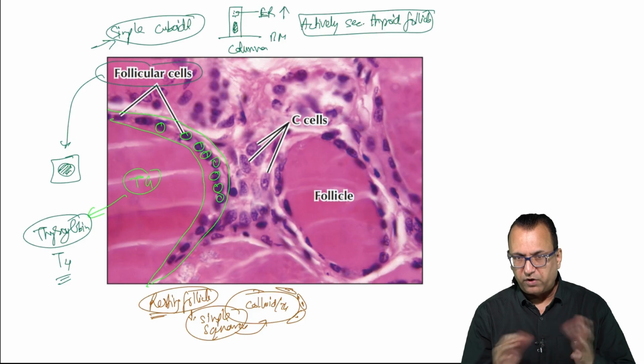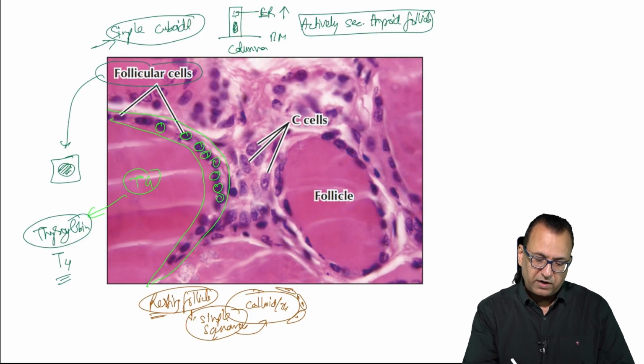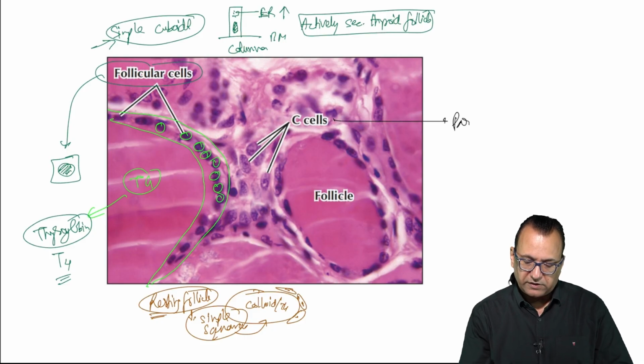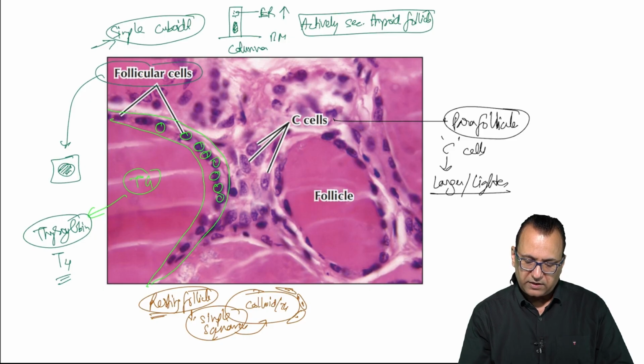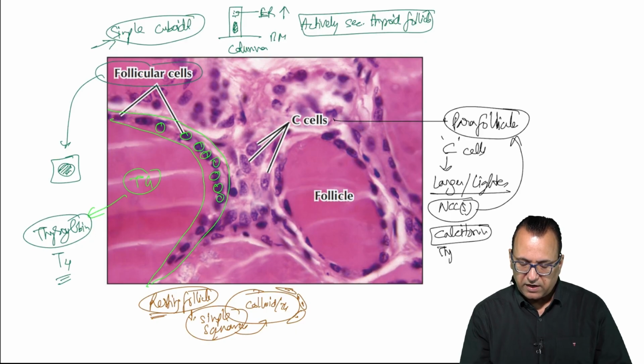So parafollicular. Now if we are talking about these parafollicular C cells, parafollicular means on the sides of the follicle. First of all, they are large, and second, they are lighter staining, and third, they are given by neural crest cells. Neural crest cells will give us the parafollicular C cells, and they will give us the C hormone. C hormone means calcitonin hormone. So thyrocalcitonin is the other name.